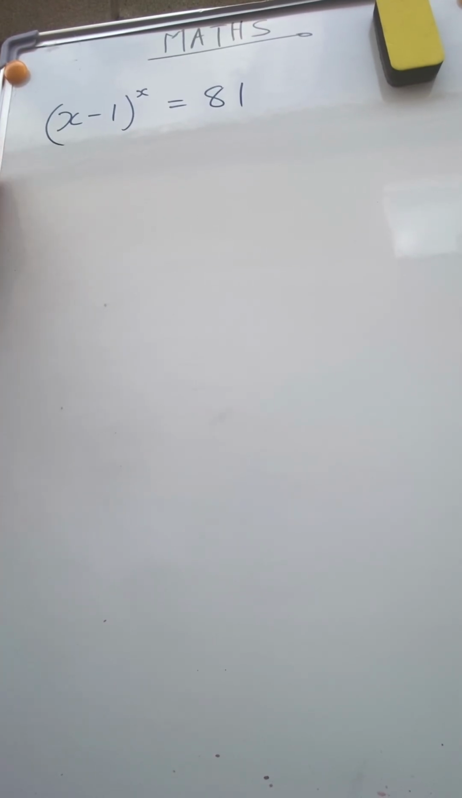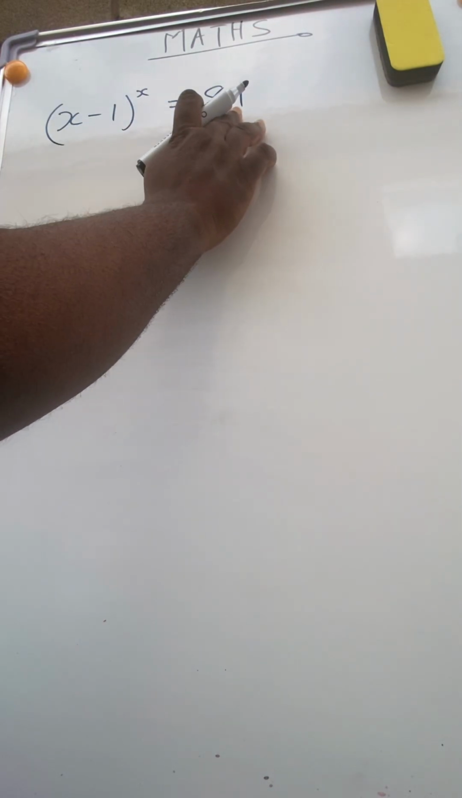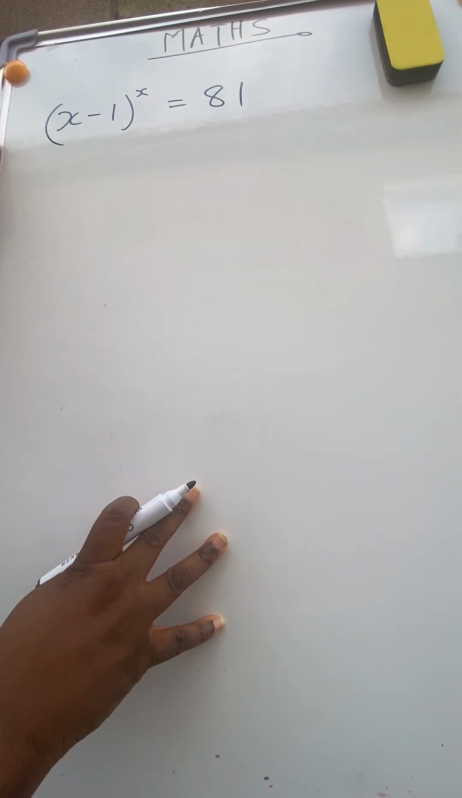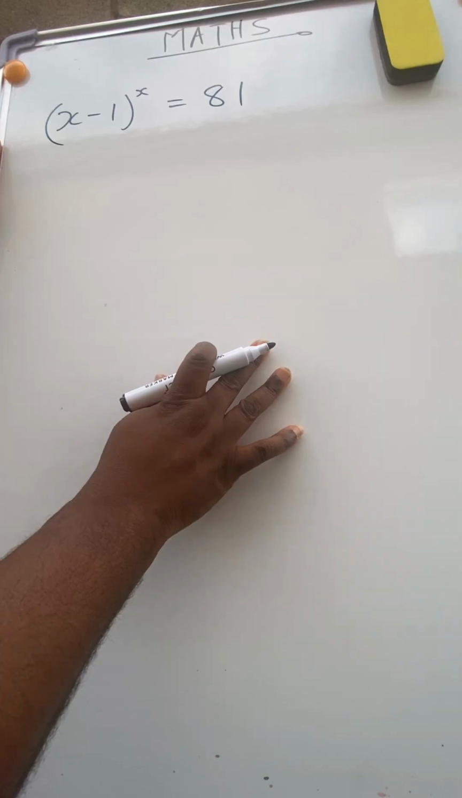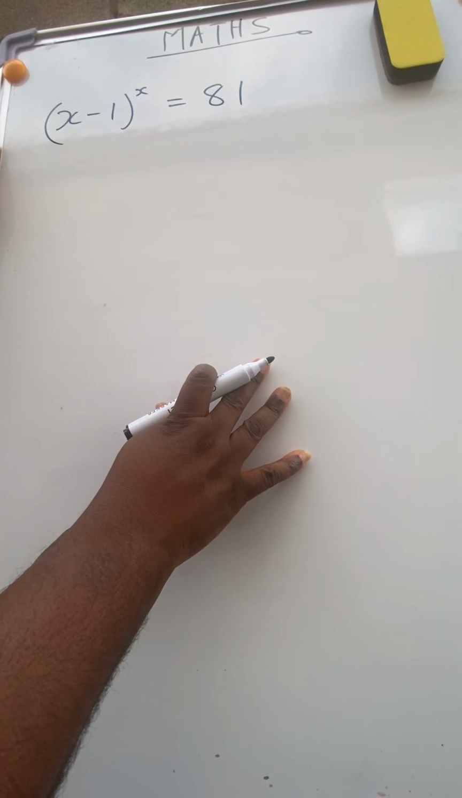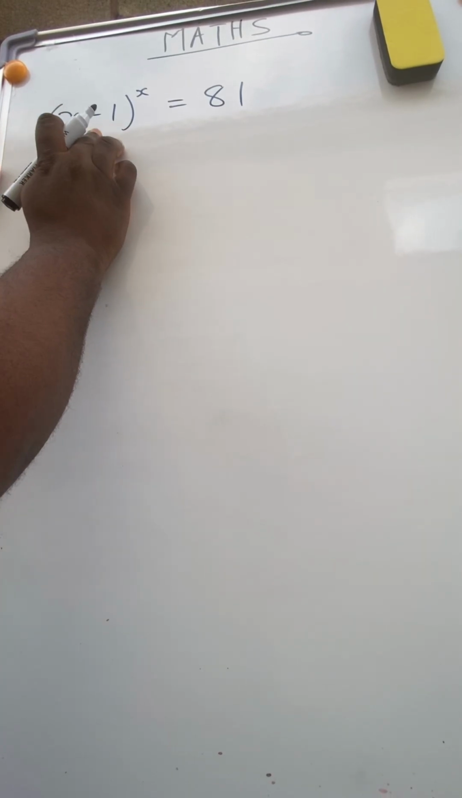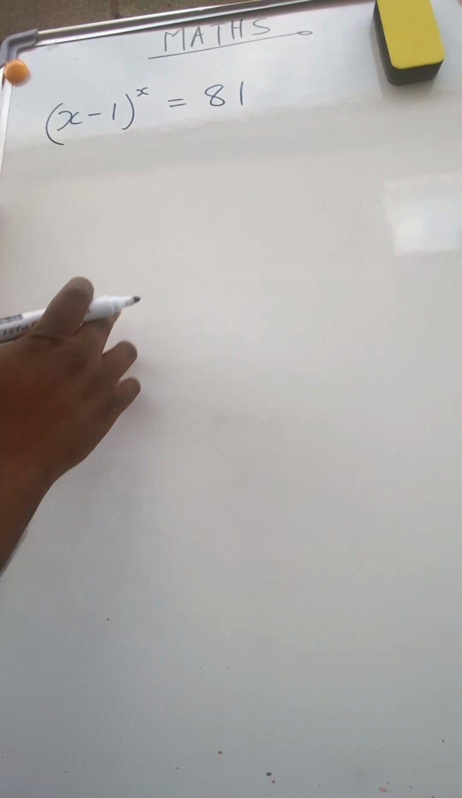Good day, everyone. Looking at this equation, you might be thinking it is a difficult equation to solve, but I would like you to follow me as I solve this in order for you to get the solution better. This is (x minus 1) all raised to the power of x equals 81.